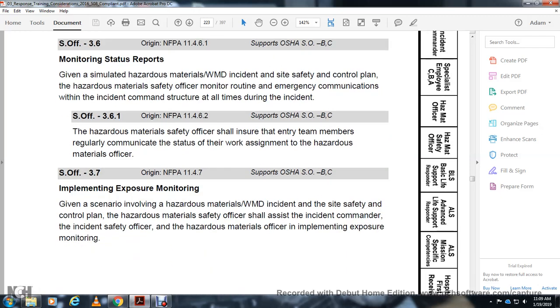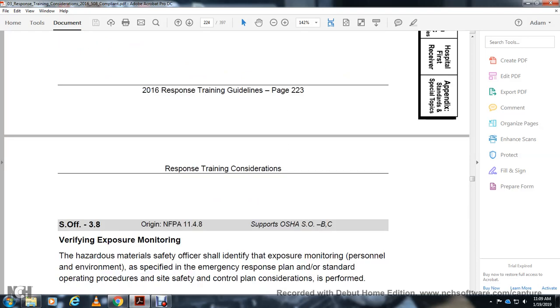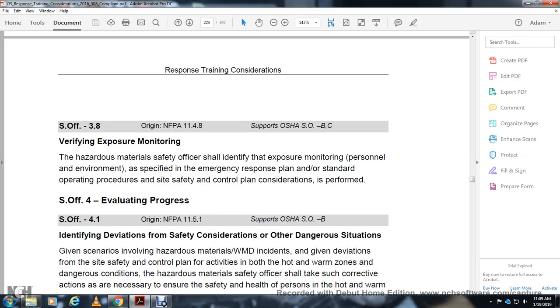Implementing exposure monitoring. In a scenario involving a hazmat weapon of mass destruction incident with the site safety control plan, the hazmat safety officer shall assist the incident command and the incident safety officer in implementing exposure monitoring and verifying exposure monitoring. The hazmat safety officer shall identify the exposure monitoring personnel and the environment specified in the emergency response plan.